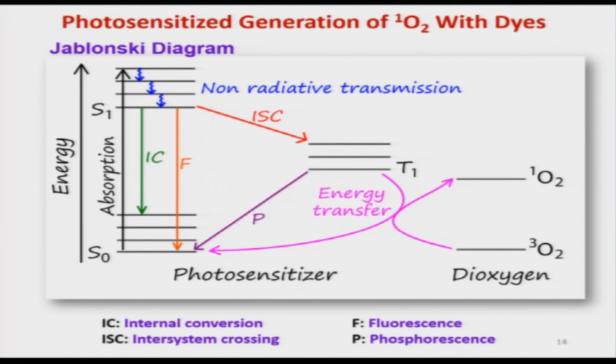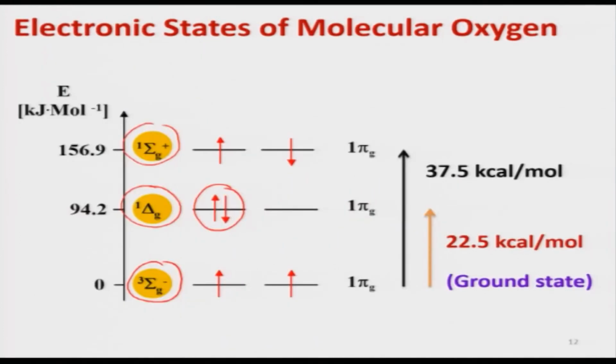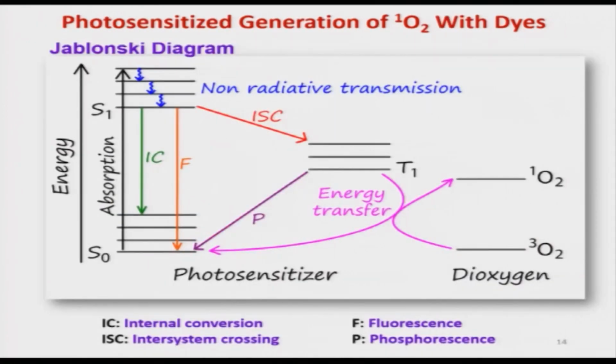As I have already said, to make singlet oxygen you require something like 22.5 kcal per mole, which is a huge amount of energy. You all know the Jablonski diagram very well. What is exactly happening if you have a photosensitizer in the ground state S0, and you shine light? The photosensitizer will be in an excited state.